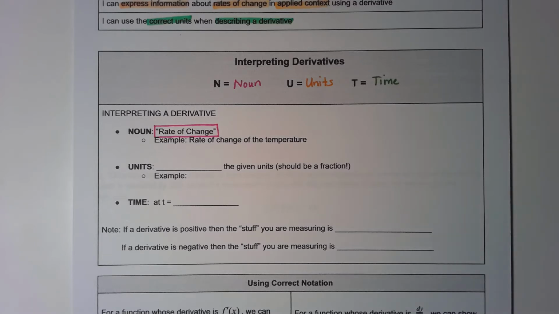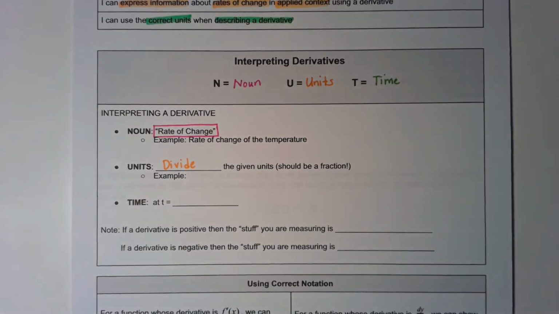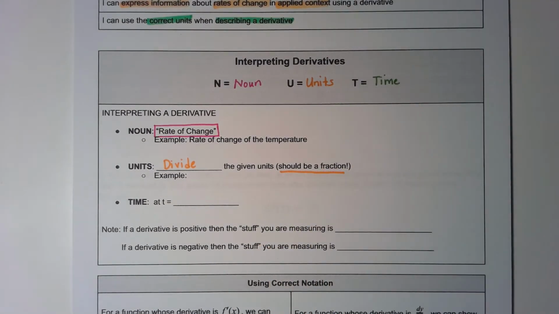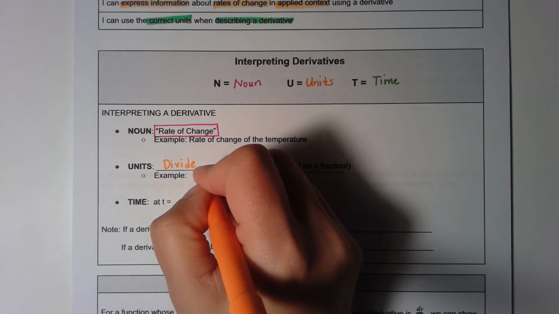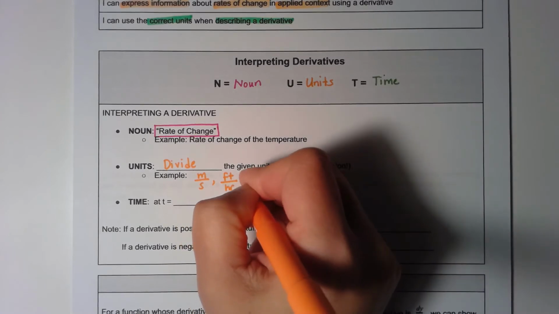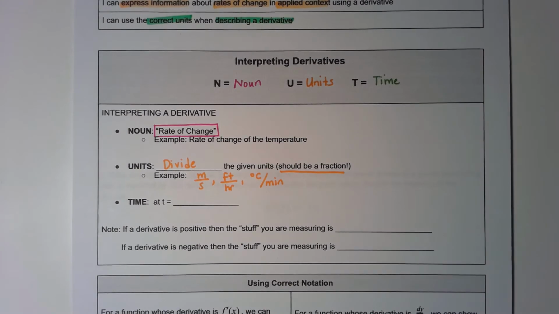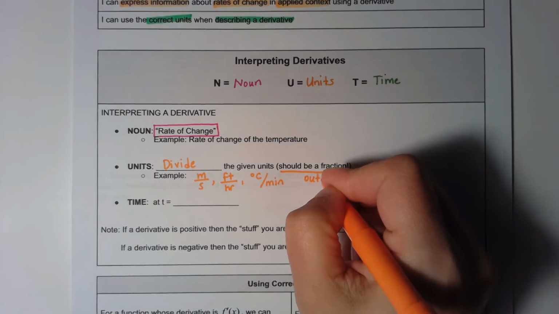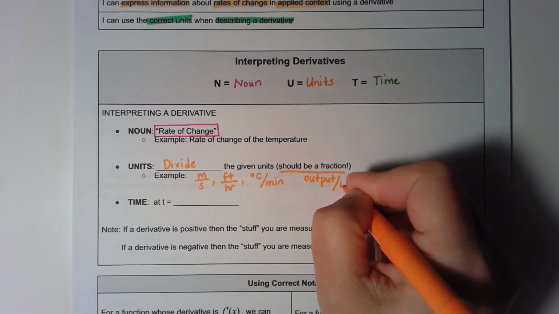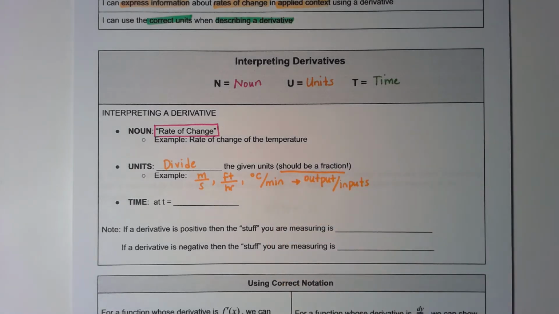Now, your units are going to be, you're going to need to divide the given units in order to figure out the units for your derivative. Your units should be a fraction because you're finding a rate. So an example of rate units would be like meters per second, or feet per hour, or degrees Celsius per minute. So we're looking at rates. So you're going to divide the output units by the input units, and that's going to give you the units for your derivative.